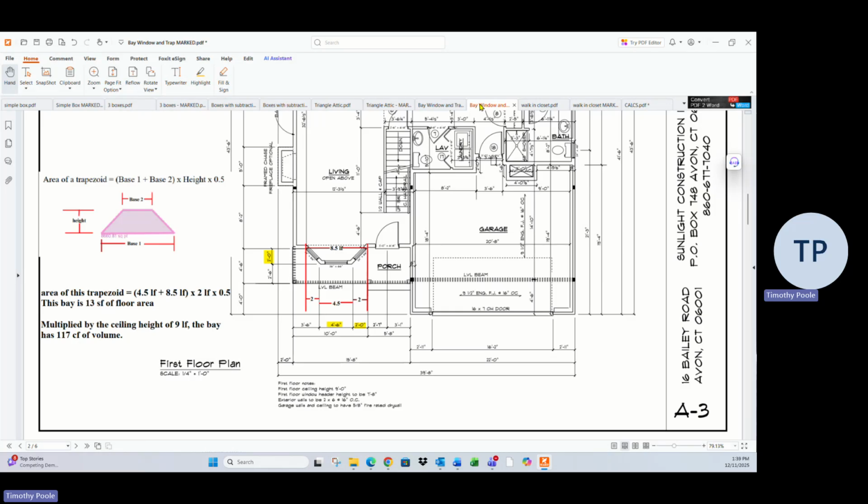In this case, the bay projects 2 feet out, and the width of base 1 is 8.5 linear feet. Base 2 is 4.5 linear feet. 4.5 linear feet plus 8.5 linear feet times 2 times 0.5 means that this bay has 13 square feet of floor area. Multiplied by the ceiling height of 9 linear feet, the bay has 117 cubic feet of volume.